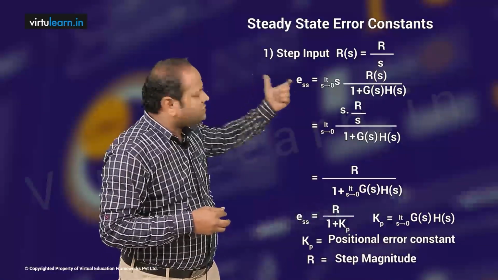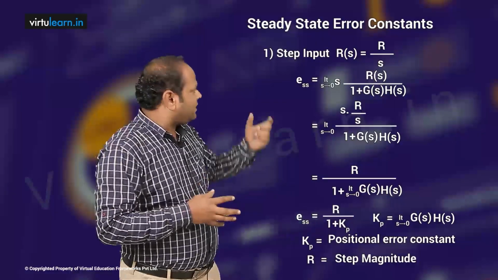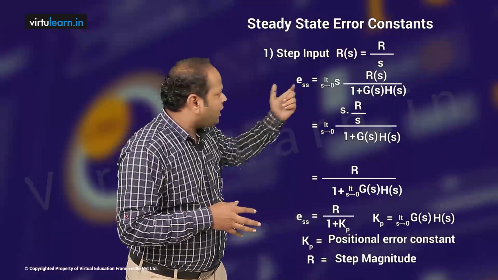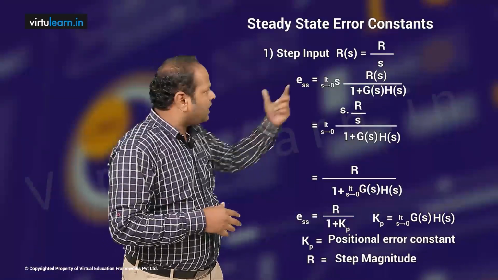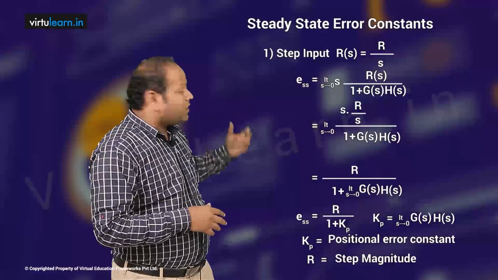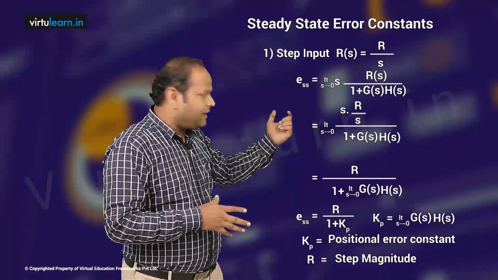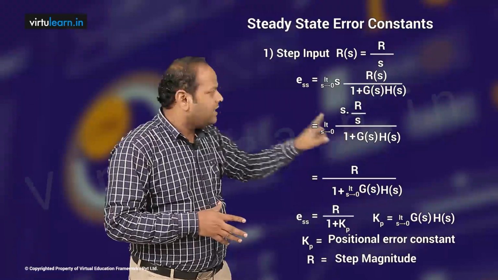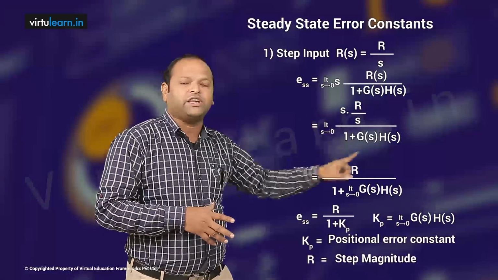So I will take the step input first. The step input is R of s equal to R by s. Now take the error function, E of s is equal to R of s by 1 plus GH of s. So what is the steady state error? Steady state error ESS is equal to limit s tends to 0 of s into E of s, which means limit s tends to 0 of s into R of s by 1 plus GH of s.